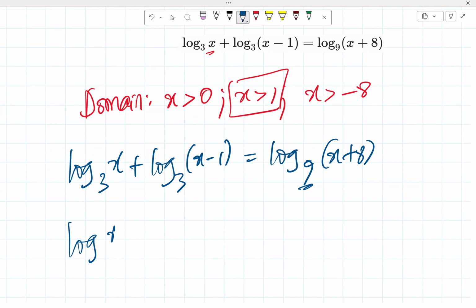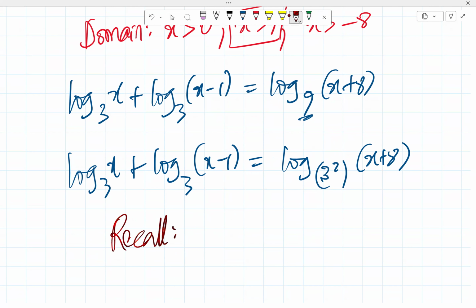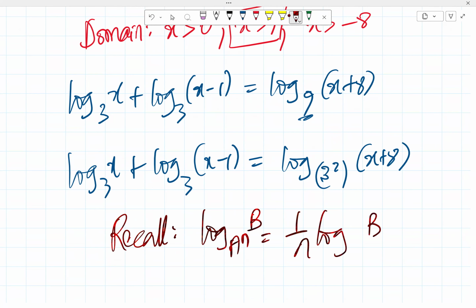So we have log x to base 3 plus log x minus 1 to base 3 equals log x plus 8 to base 3, all squared. And then, of course, as usual, you still want to recall that the log of, say, b to base a raised to power n is the same thing as n log b base a. So this power comes as a multiplier of the whole thing.